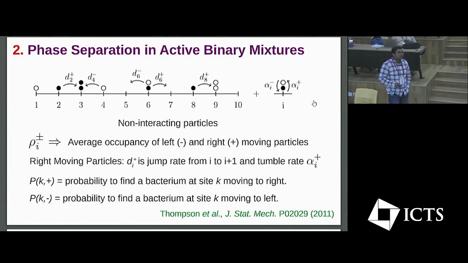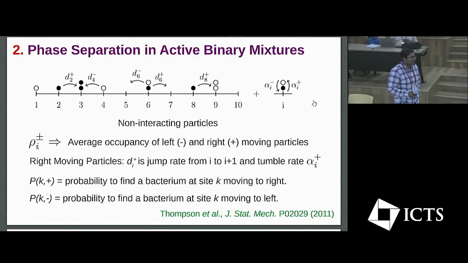So I will begin with the one-dimensional run and tumble vectorial motion. So here, this open circle represents a left moving bacterium, and this closed circle represents a right moving bacterium. Okay, so we define the average occupancy of the ith site by rho i plus minus. The plus sign is for a right moving particle and the minus sign is for a left moving particle.